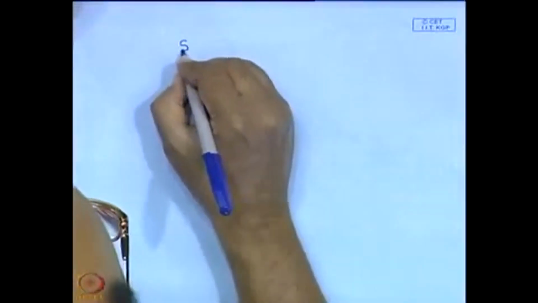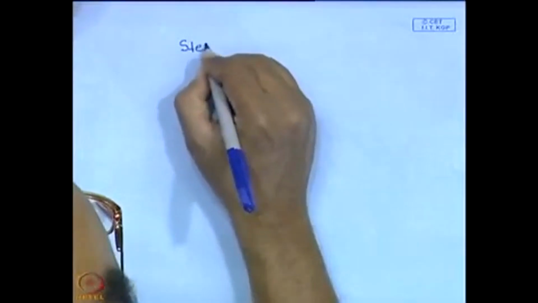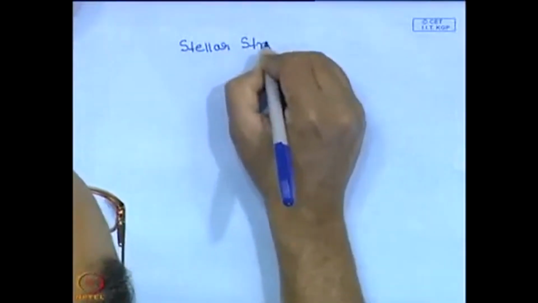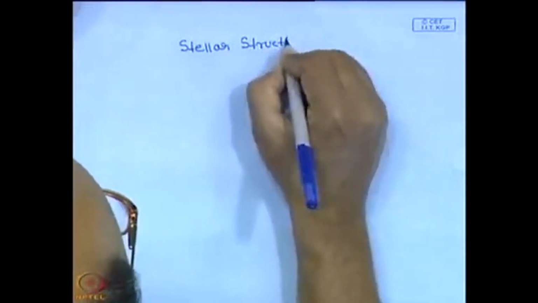Having discussed these two problems, let me now move on to the remaining part of today's class. We are going to now move on to discussing the structure of stars, stellar structure. This is what is called stellar structure.